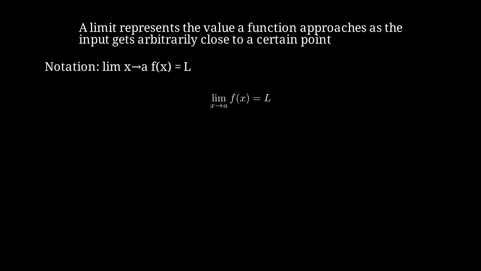The limit of a function f of x as x approaches a is equal to some value L if for every positive real number epsilon, there exists a positive real number delta, such that for all x, the absolute value of the difference between f of x and L is less than epsilon whenever the absolute value of the difference between x and a is less than delta.